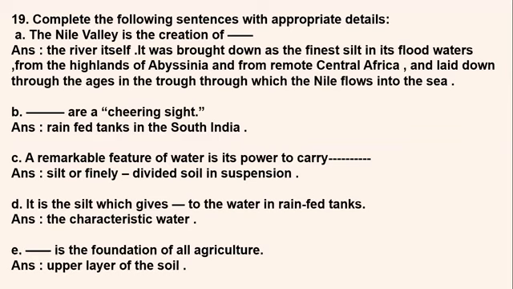Okay, next question is dash a cheering sight. When you read the chapter, you come across that the writer finds something a very cheering sight. What is it? It is nothing but rain-fed tanks in South India. When he goes to South India, he sees that everywhere there are small tanks which have been made, and they are fed with rain waters.